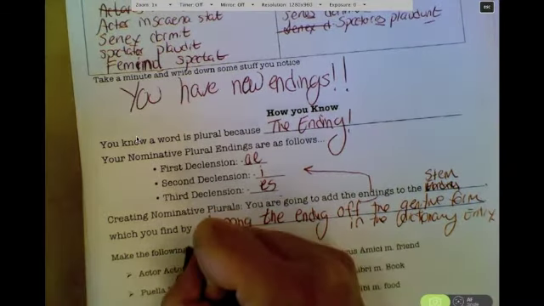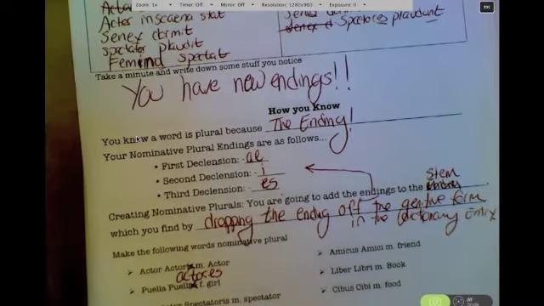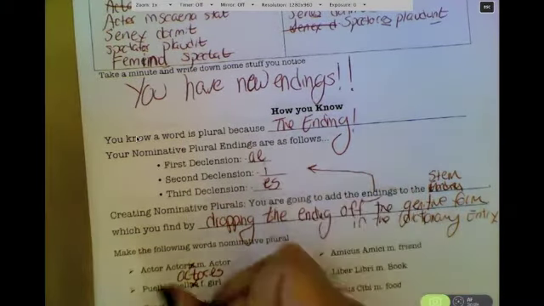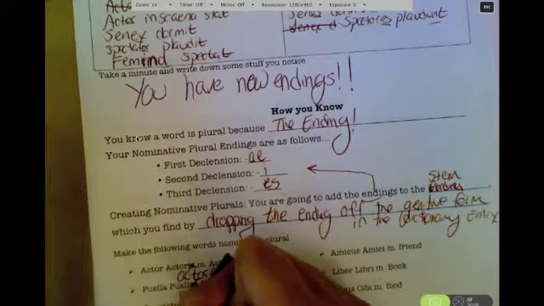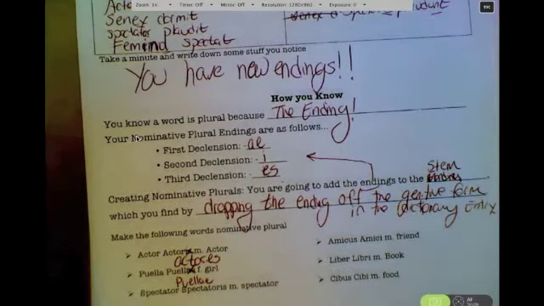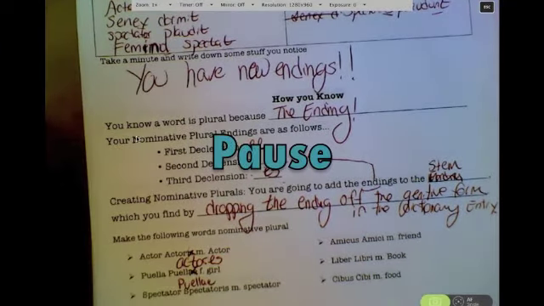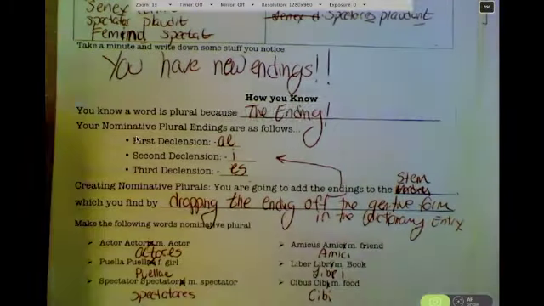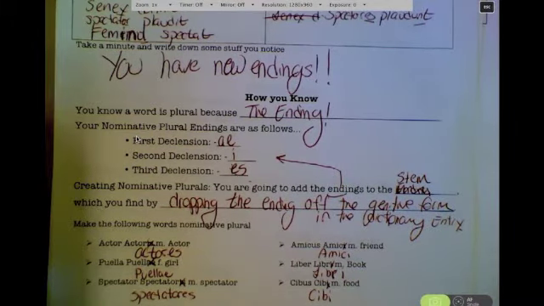Puella. Drop off the AE to find the stem, and then add the plural ending, puellae. There you go. Okay, go ahead, do the rest of them by your lonesomes, and then unpause the video and recheck. Unpause the video, and I have your answers for you. Puellae, spectatores, amici, libri, and kibi.